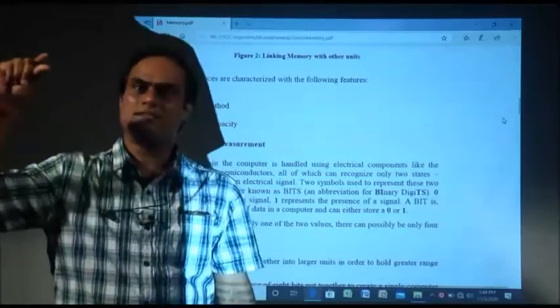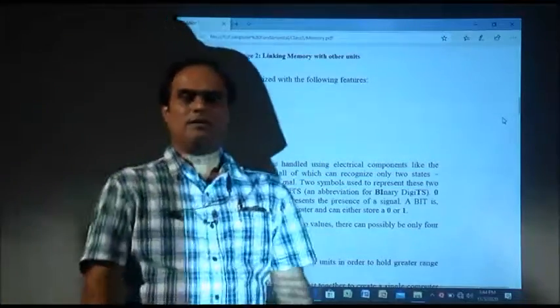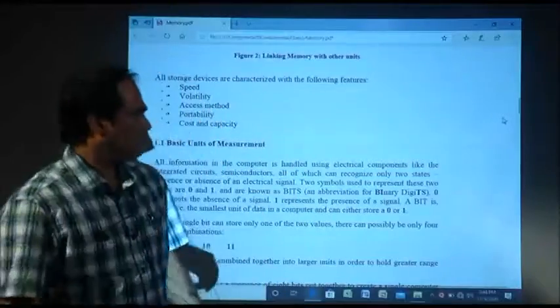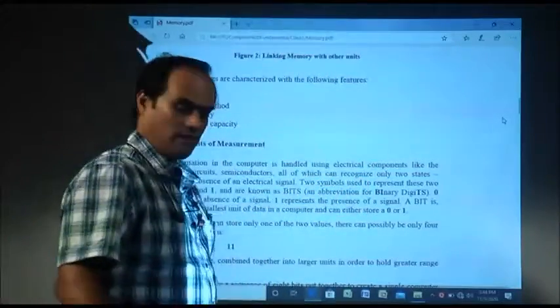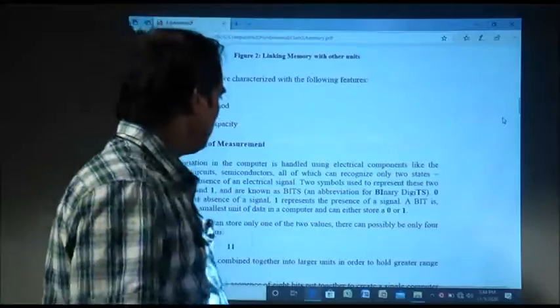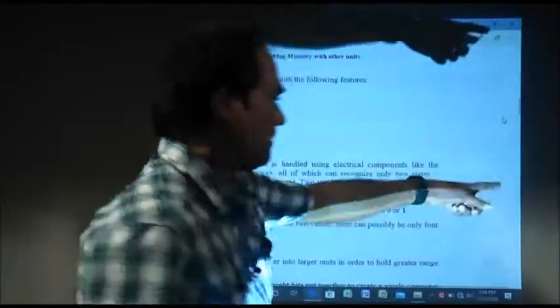So, what is GB? These are the memory units. So, memory means it has units. Okay.